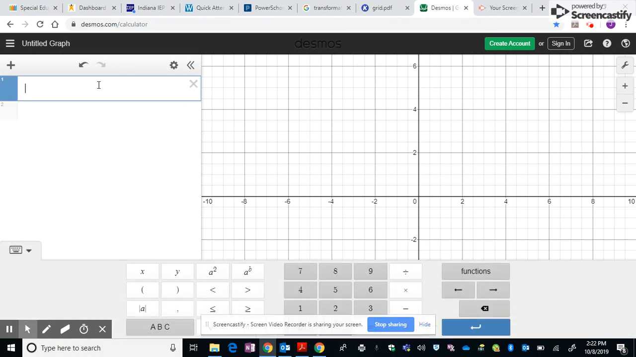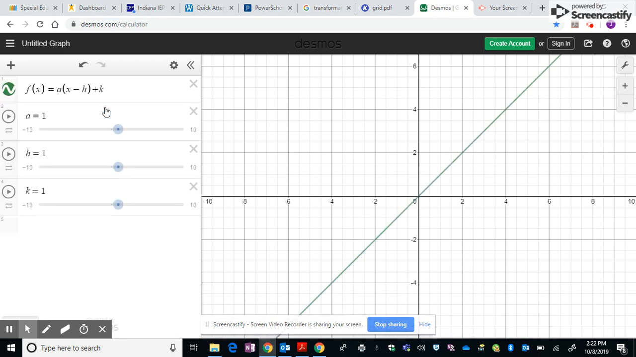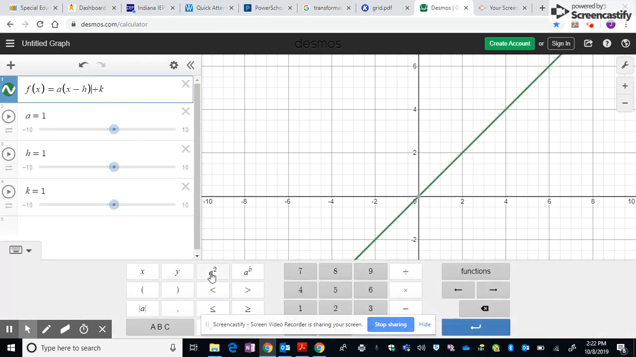When we look at quadratics, we have f of x equals my a value, then parentheses x minus h, close parentheses, plus k. I'm going to add sliders to all of them. Oops, forgot the square.